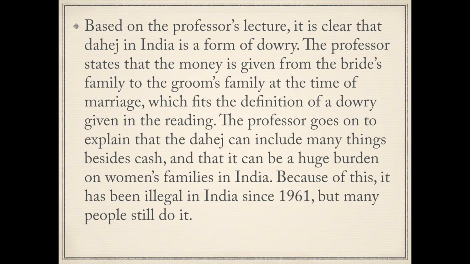Based on the professor's lecture, it is clear that dahej in India is a form of dowry. Very important way to start. The professor states that the money is given from the bride's family to the groom's family at the time of marriage, which fits the definition, be careful of this, definition of a dowry given in the reading. The professor goes on to explain that a dowry can include many things besides cash, and that it can be a huge burden on women's families in India. Because of this, it has been illegal in India since 1961, but many people still do it.